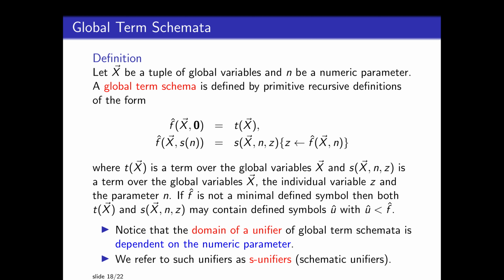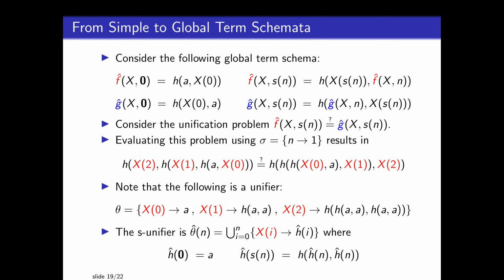Notice that the domain of the unifier is dependent on a numeric parameter. We refer to these now as schematic substitutions, because both sides of the substitution are schematic now. They could still have a finite domain, but in the example that we give here, we actually have a growing domain as the parameter increases.